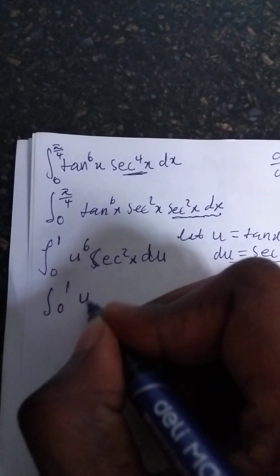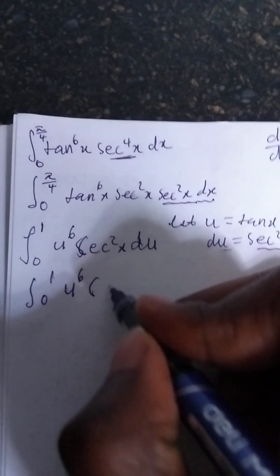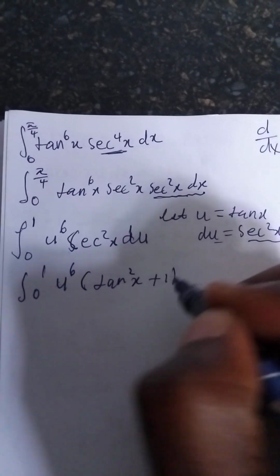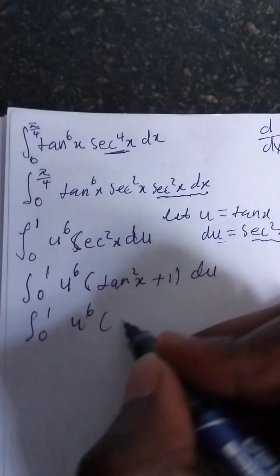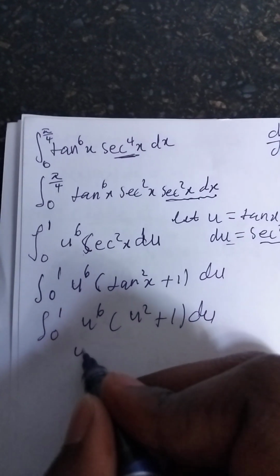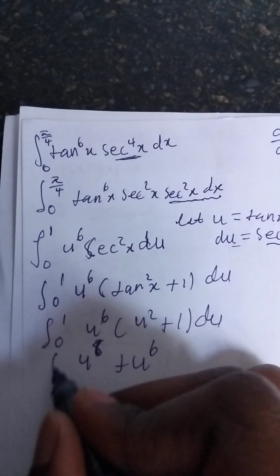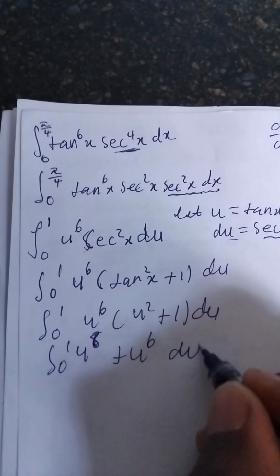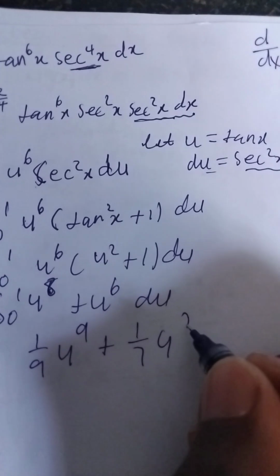This is where the identity will come in. So the integral from 0 to 1 of u to the 6, and this identity gives us tan square x plus 1, then du. So basically you have the integral of u to the 6 times u square plus 1 du, since tan is u. So we're integrating u to the power 8 plus u to the 6 from 0 to 1 du. This will give us 1 over 9 u to the power 9 plus 1 over 7 u to the power 7 from 0 to 1.